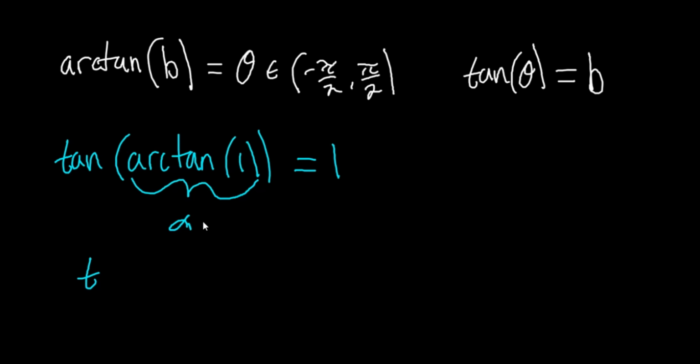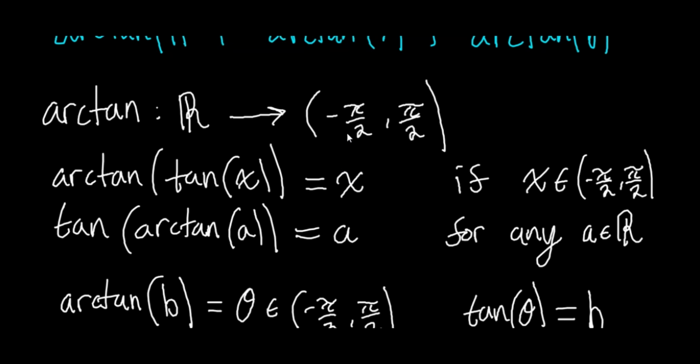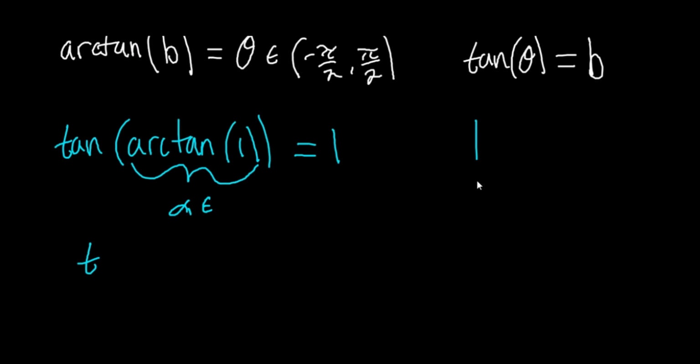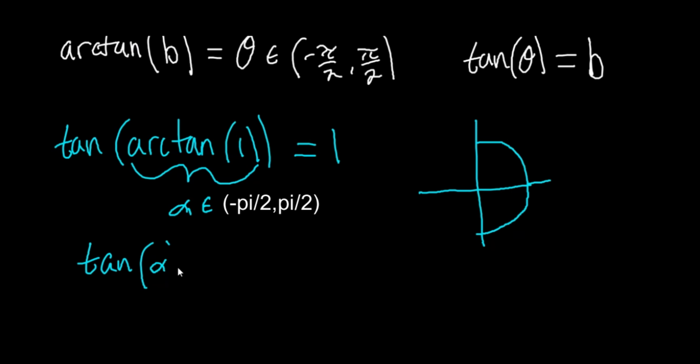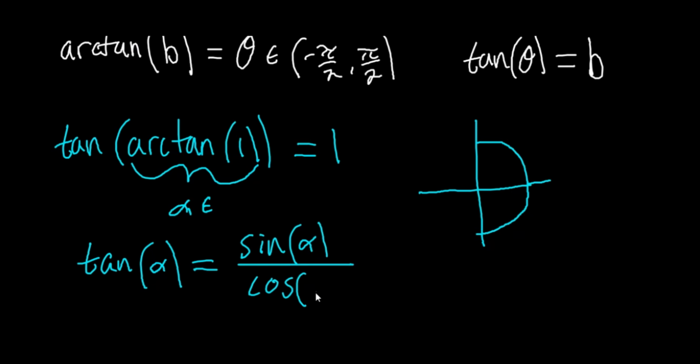Oh, by the way, remember, where does that angle alpha live? Well, it lives in between negative pi over 2 and pi over 2. Or another way to think of this is it lives in the right half of the unit circle. So when I take the tangent of this angle alpha, which is the same as taking the sine of that angle over the cosine of that angle, then I'm going to get out 1.